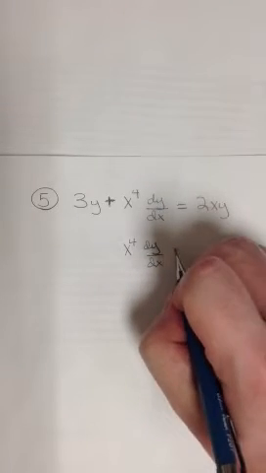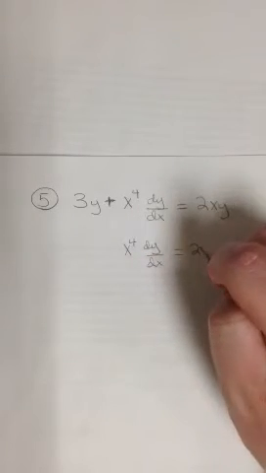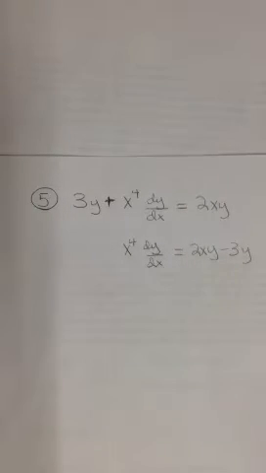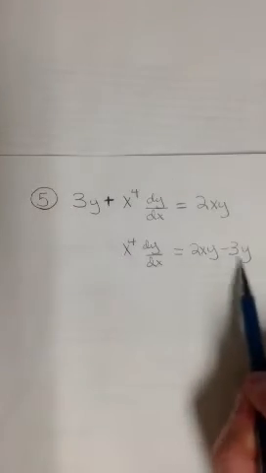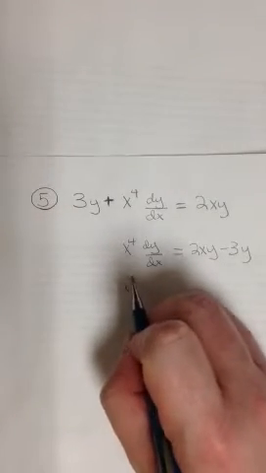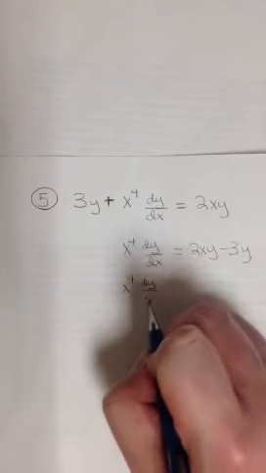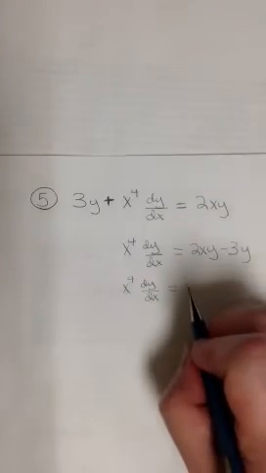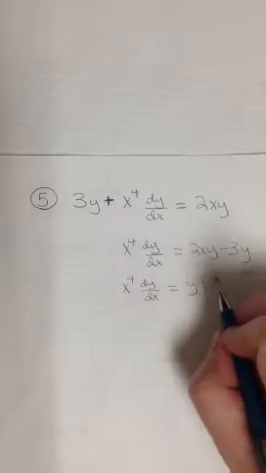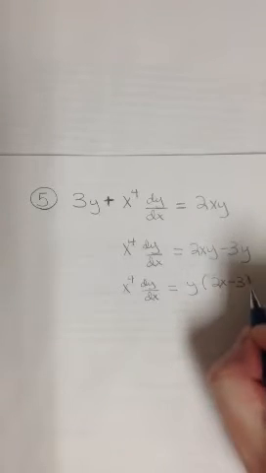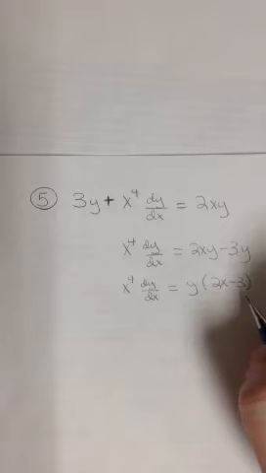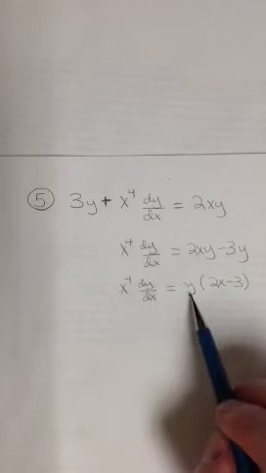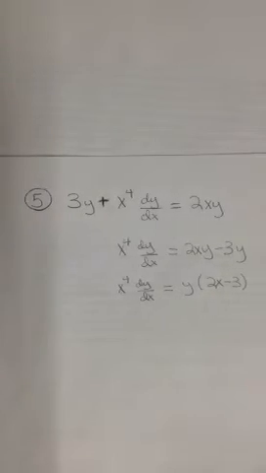we have x^4 dy/dx = 2xy - 3y. And in looking at separating the variables, we can factor out the y. So we have x^4 dy/dx = y times the quantity 2x - 3. And so in the setup, we can divide by both x^4 and y and multiply by dx on both sides.